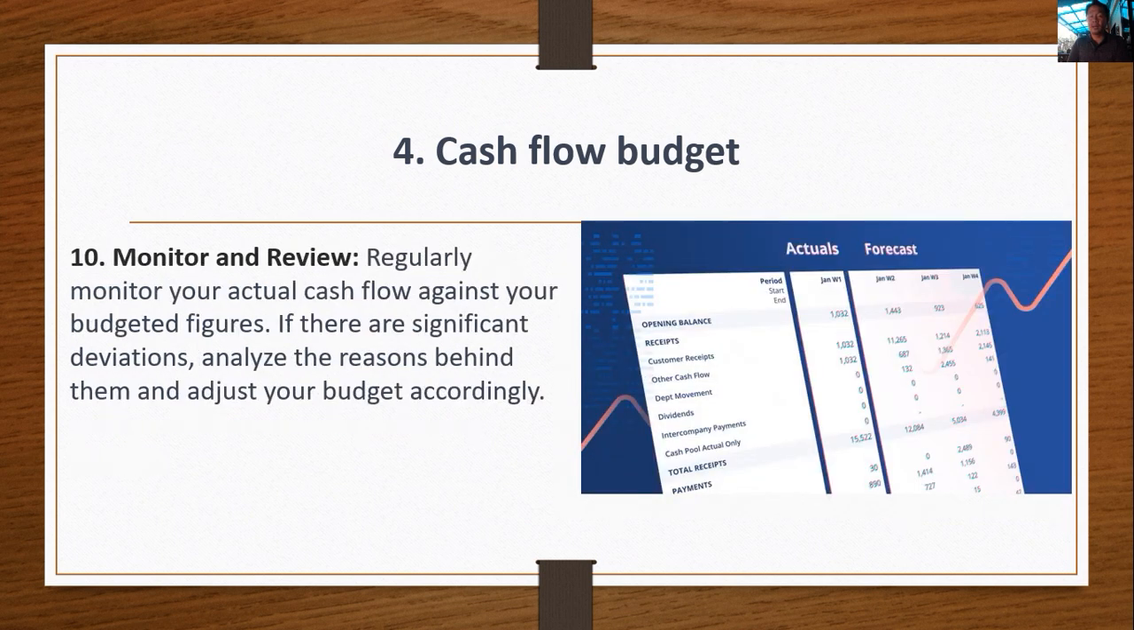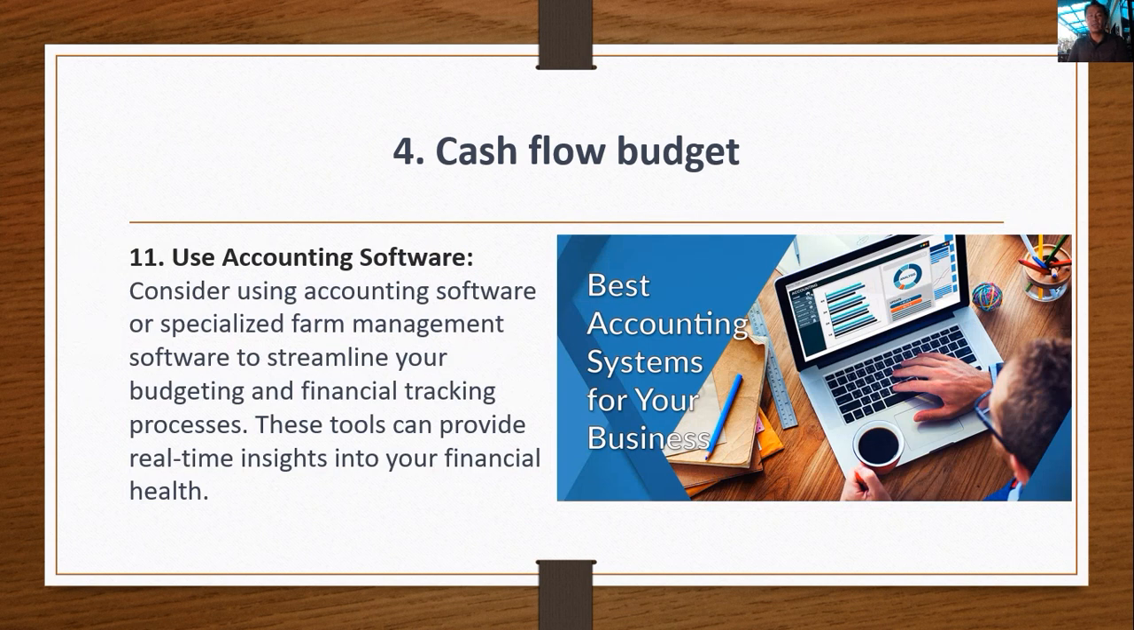And monitor and review after you have done everything, class. Regular monitoring of your actual cash flow against your budgeted figures is important. If there are significant deviations or changes, analyze the reason behind them and adjust your budget accordingly. And consider using accounting software or specialized farm management software to streamline your budgeting and financial tracking process. This will make it more convenient and effective on your part.